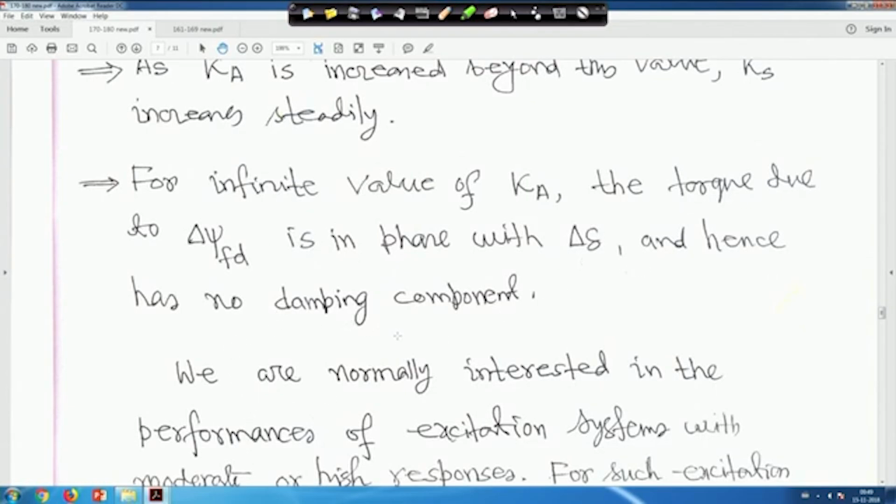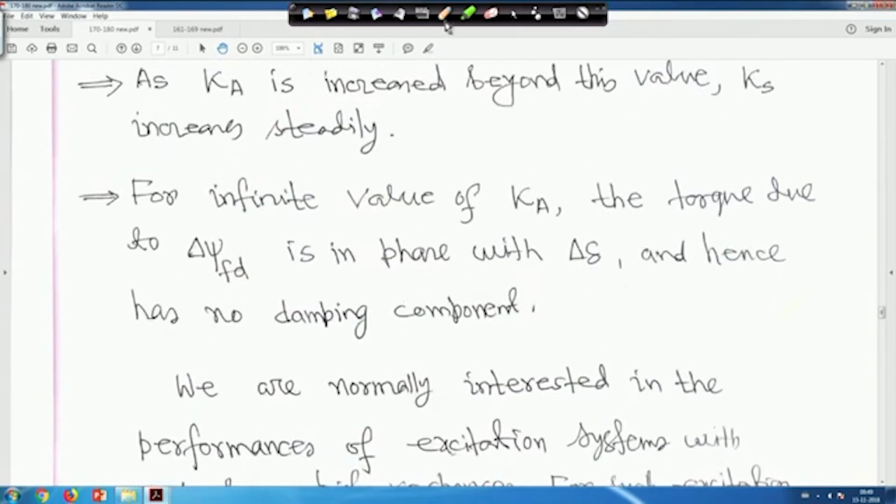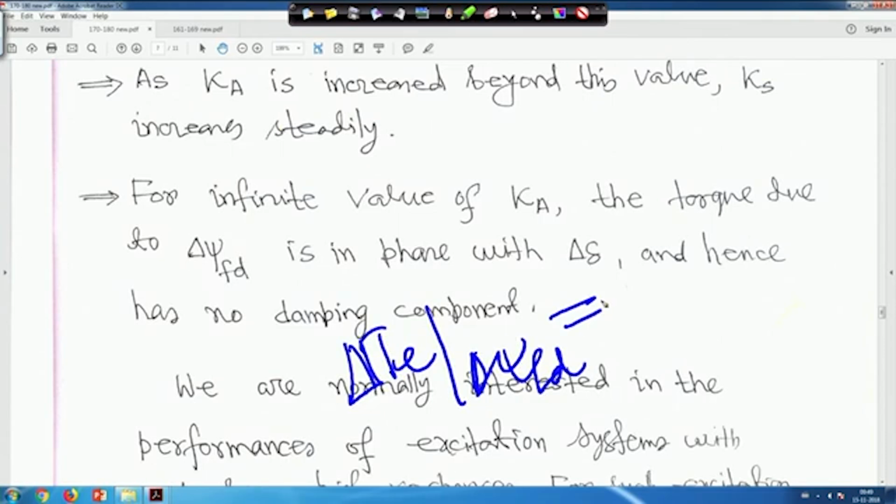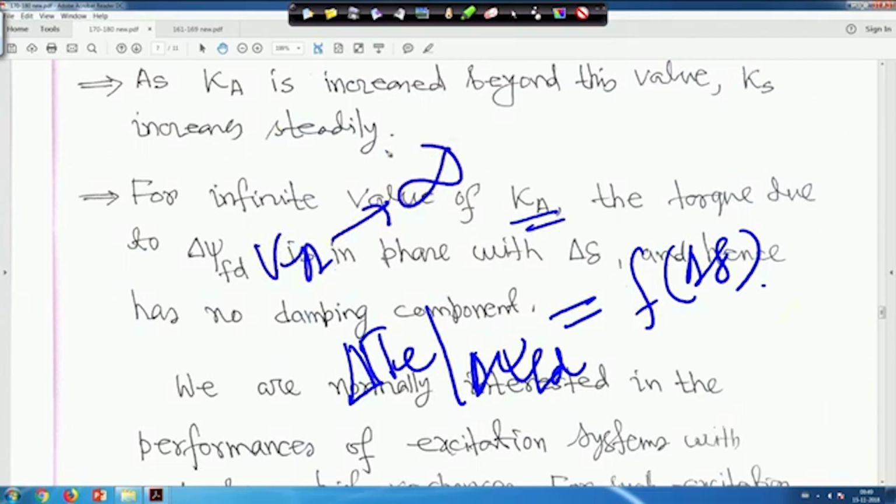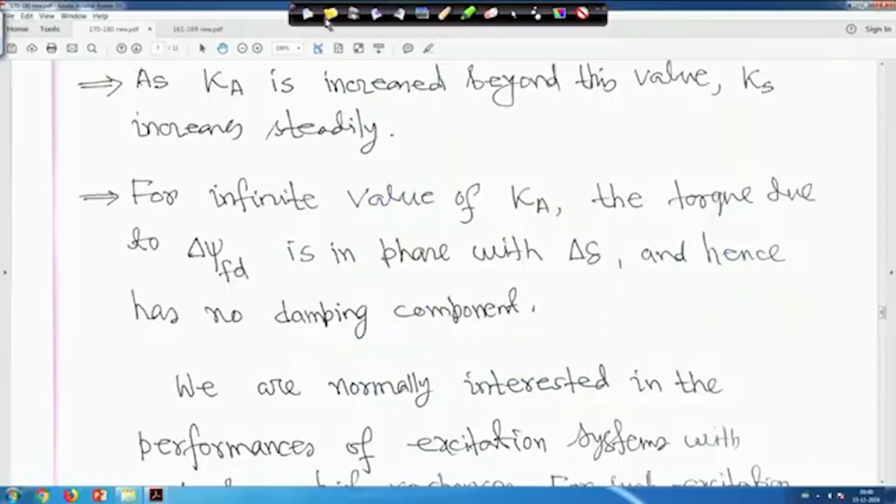That means delta T due to delta psi FD will be a function of only delta. So I can put it as a function of delta, but no j delta term will come, for infinite value of K, that means when K tends to infinity, right. This is a small exercise for you, you please try this one. If I try to do everything, then it will take more time.